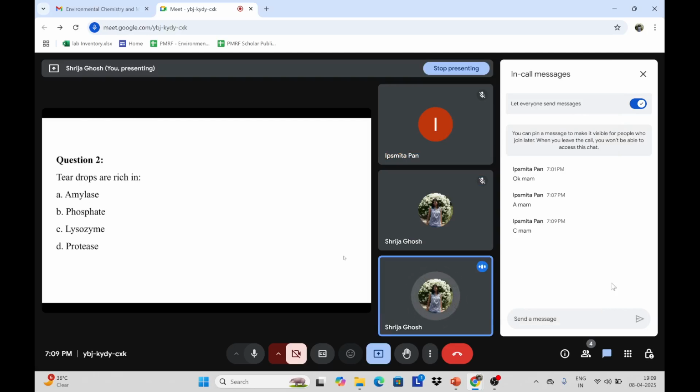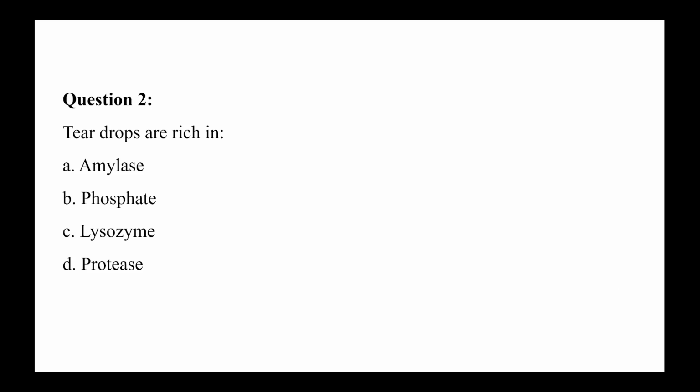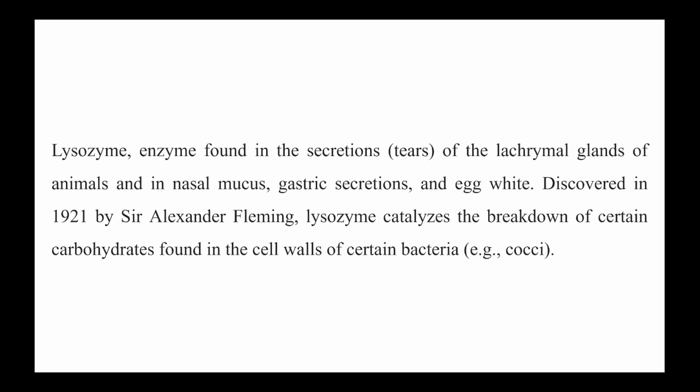Okay, you have answered option C, lysozyme. That is the correct answer. So teardrops are rich in lysozyme. Lysozyme is the enzyme that is found in the secretions of the lacrimal glands, that is the tears of animals, and in nasal mucus, gastric secretions, and egg white. Lysozyme can break down the cell walls of certain bacteria.